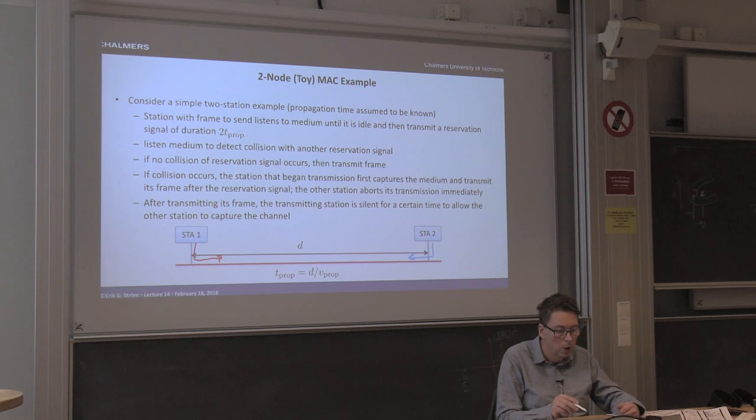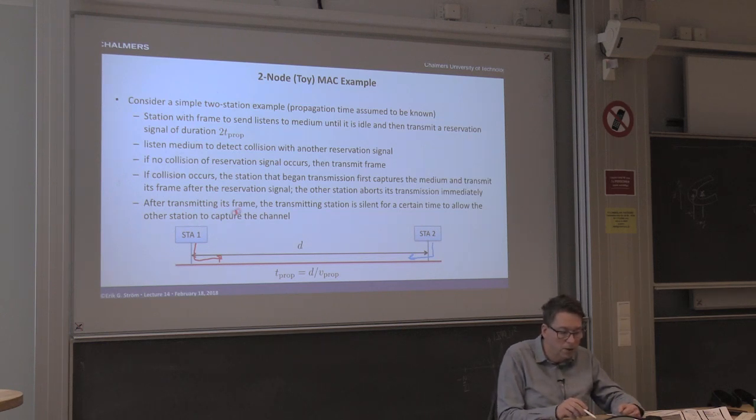the next slide. So if a collision occurs, the stations can figure out which one was the first to transmit, and that one, the first one that started to transmit, captures the medium, or is allowed to use the medium for its frame, and then basically transmits its frame after the reservation signal, and the other station aborts its transmission of reservation signal and just waits. It just lost, right? It has to wait for another turn.